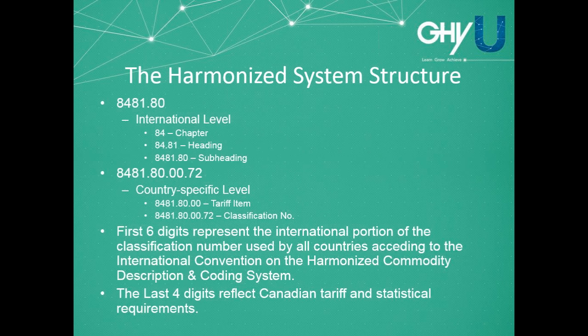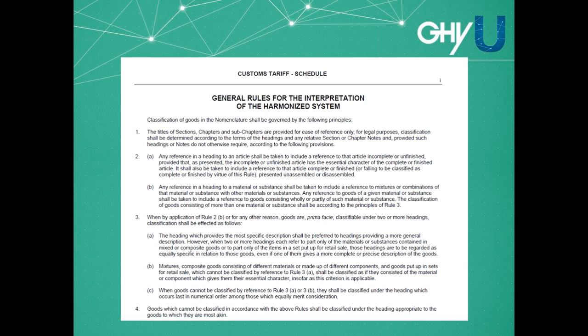So you'll notice that the first 6 digits represent the international portion of the classification number used by all countries acceding to the International Convention on the Harmonized Commodity Description and Coding System. And the last 4 digits of your HS number reflect the Canadian tariff and statistical requirements.